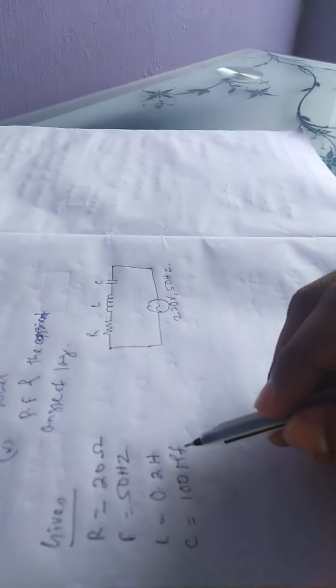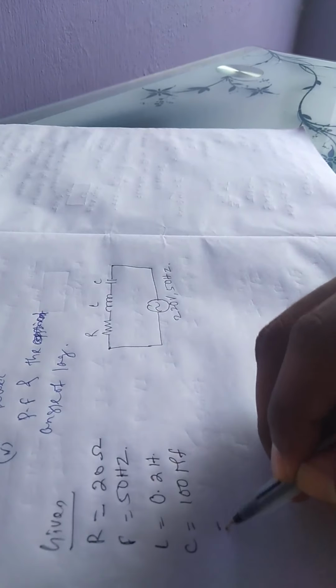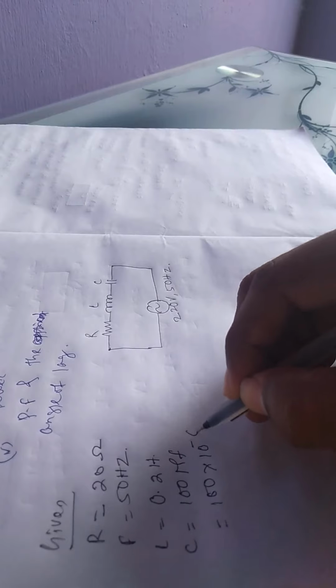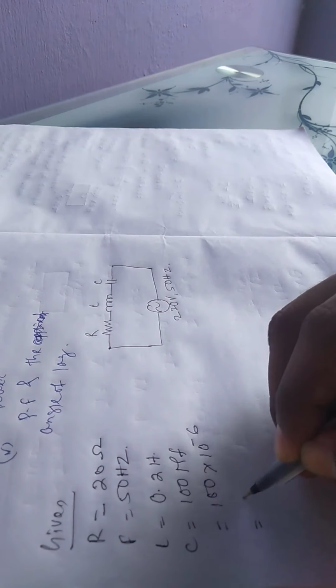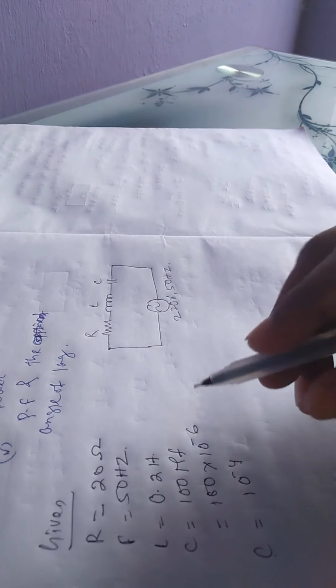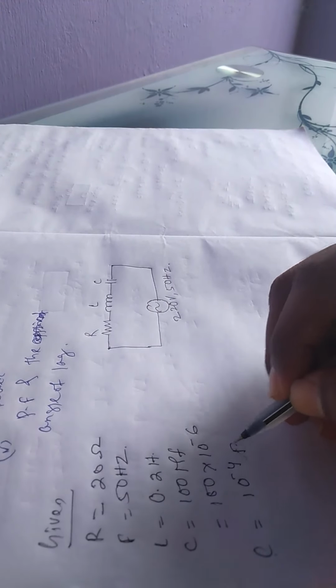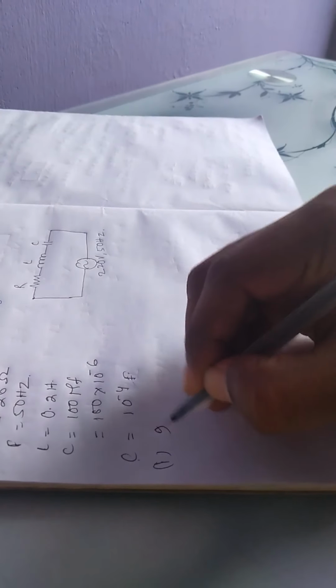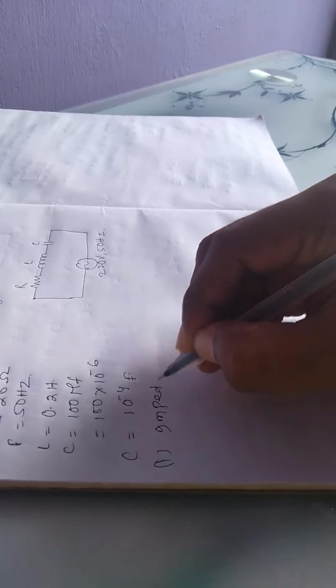To convert from microfarad to farad, we just have to multiply by 10 to the power minus 6, then we will get 10 to the power minus 4. The capacitance will be 10 to the power minus 4 farad. Now asking impedance.